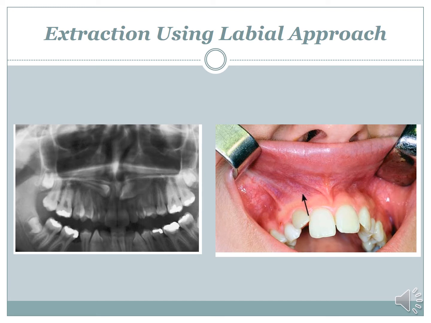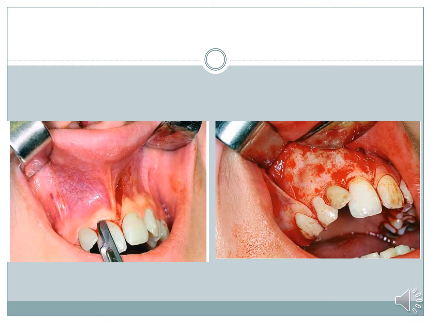The extraction can be done through a labial approach or a palatal approach depending upon the position of the teeth. This is a case where it has been identified that the tooth is positioned labially and a labial approach has been done. A clavicular incision is placed along with the vertical release incision. A mucoperiosteal flap is raised, buccal bone exposed.